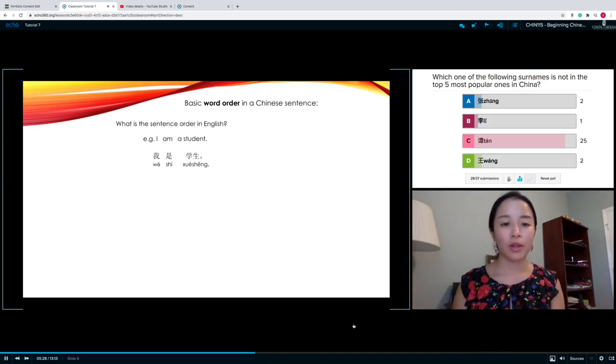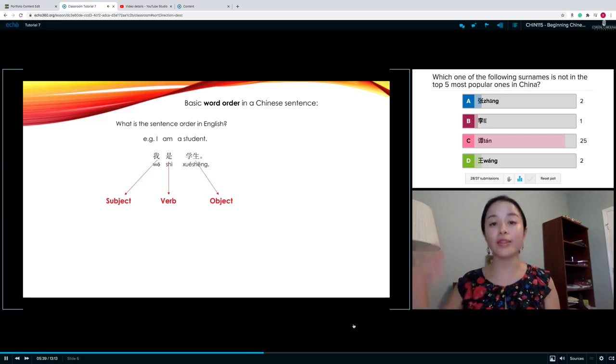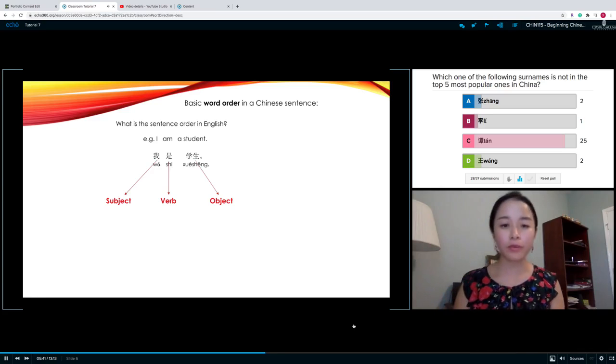As you can see, the basic word order in both Chinese and in English are the same. 我 is the subject. 是 is the verb. 学生 is the object. So the basic word order in Chinese is subject, verb, and then object.